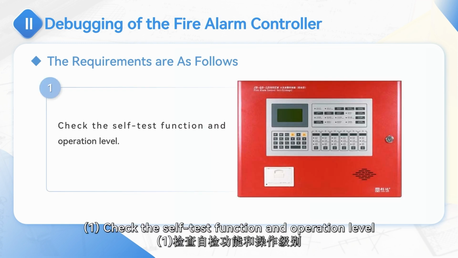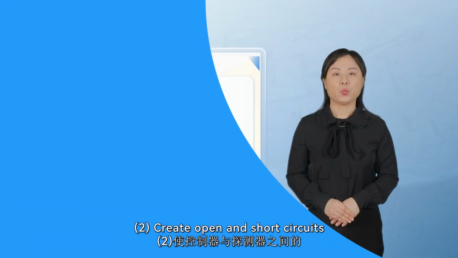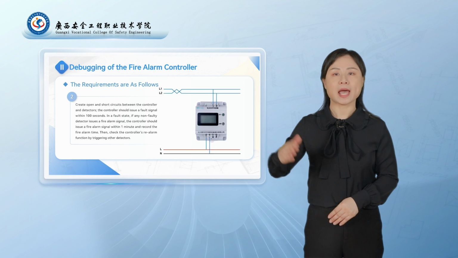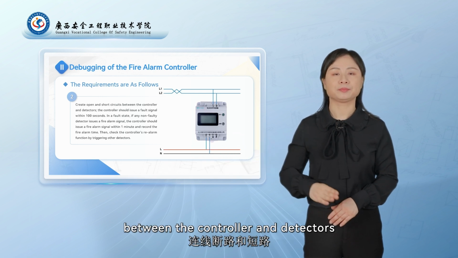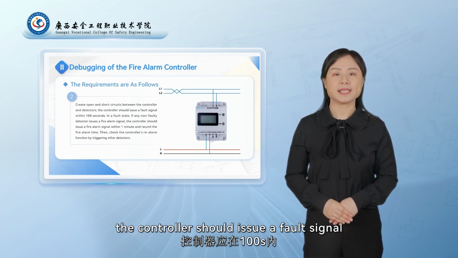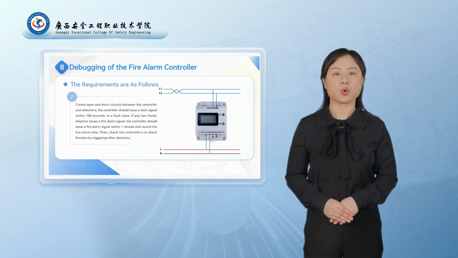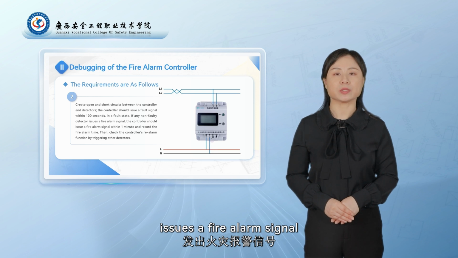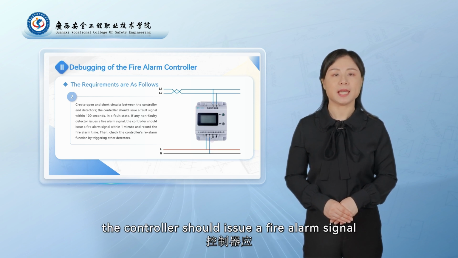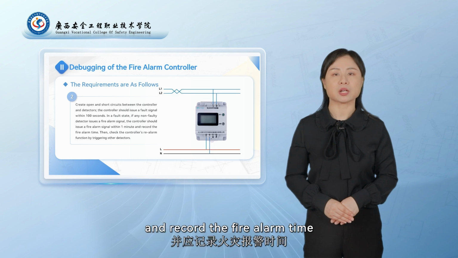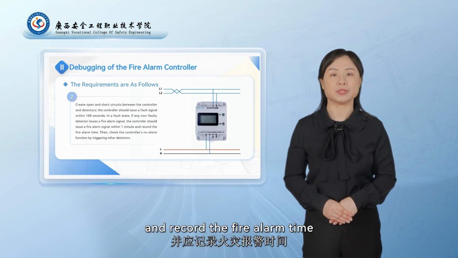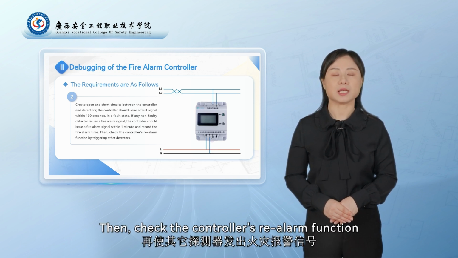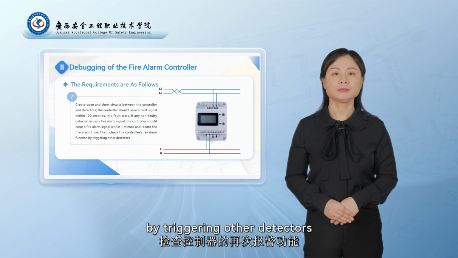1. Check the self-test function and operation level. 2. Create open and short circuits between the controller and detectors. The controller should issue a fault signal within 100 seconds. In a fault state, if any non-faulty detector issues a fire alarm signal, the controller should issue a fire alarm signal within 1 minute and record the fire alarm time. Then, check the controller's re-alarm function by triggering other detectors.